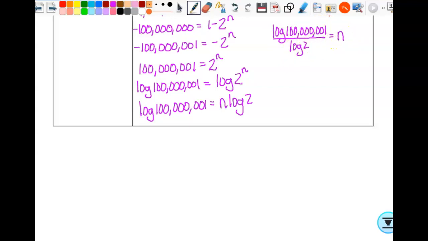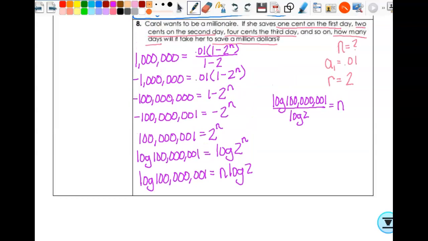Okay, so the question's asking how, if she saves 1 cent, then 2 cents, then 4 cents, and so forth, how long would it take her to save $1 million? Of course, assuming she had that amount to actually put in the bank or whatever. So I want you to make a prediction to yourself. You don't have to tell anybody. Make a prediction about how long it will be. I'll give you 5 seconds for that. Everybody have a guess? Even if it's a guess, you got a prediction, right? Okay. So now type this in and see what you get for n.